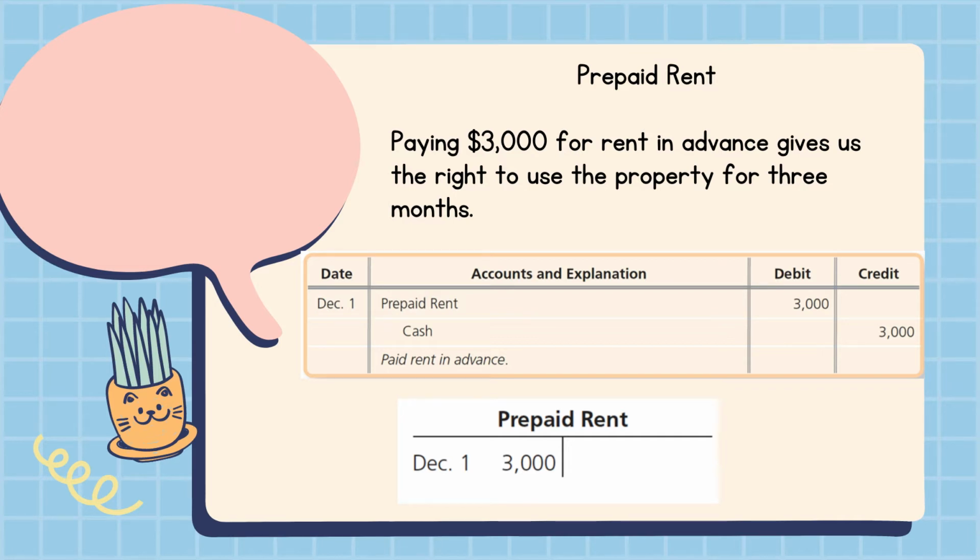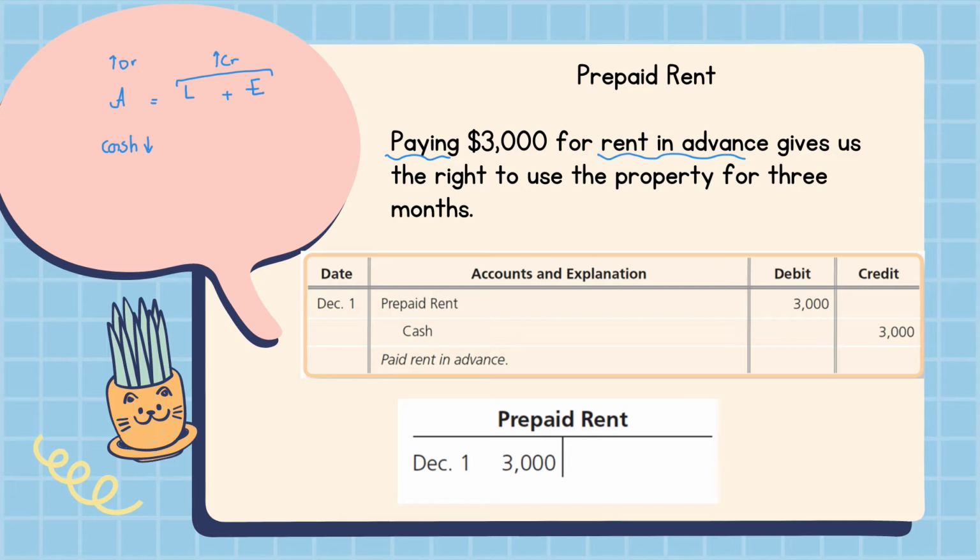Paying $3,000 for rent in advance gives us the right to use the property for 3 months. So paying, it means cash has decreased because I paid. Now the accounting equation is assets equals liabilities plus equity. Assets increase on the debit side, while liabilities and equity increase on the credit side. Now I paid, so my cash has decreased.